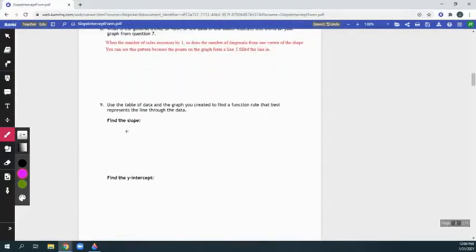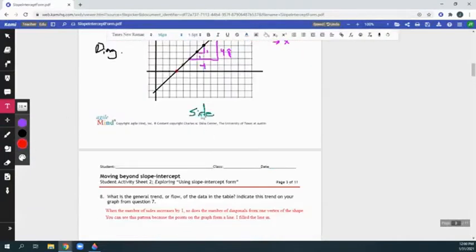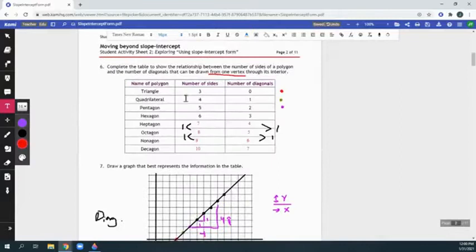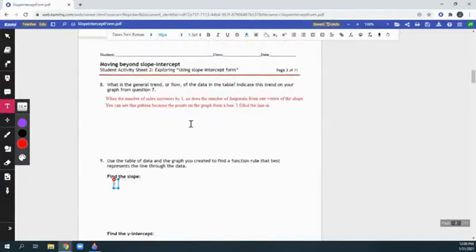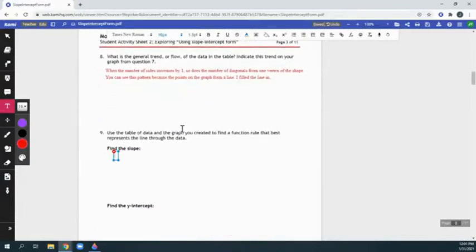So when we find our slope, the big thing we need to know is sides are x and diagonals are y. Sides are x because the number of sides in the shape affects how many diagonals you can draw. That's the way the question was asked, and x is always the thing doing the affecting. So we're going to talk about our slope.